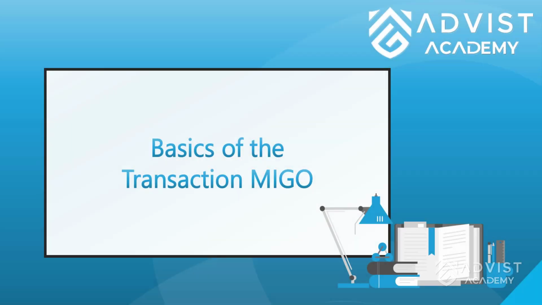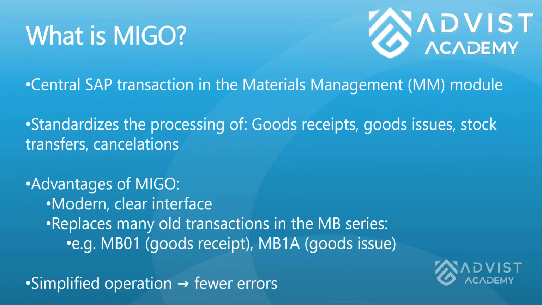In this video, we take a look at the basics of the MIGO transaction in the SAP system. MIGO is the central transaction for processing goods movements in the SAP Materials Management Module, or MM for short. It combines numerous processes in a standardized interface, including goods receipts, goods issues, stock transfers, and cancellations. MIGO therefore plays a decisive role in daily warehouse and inventory management.